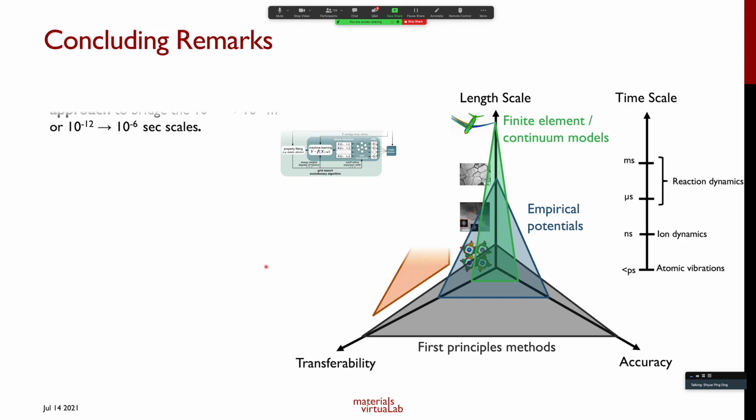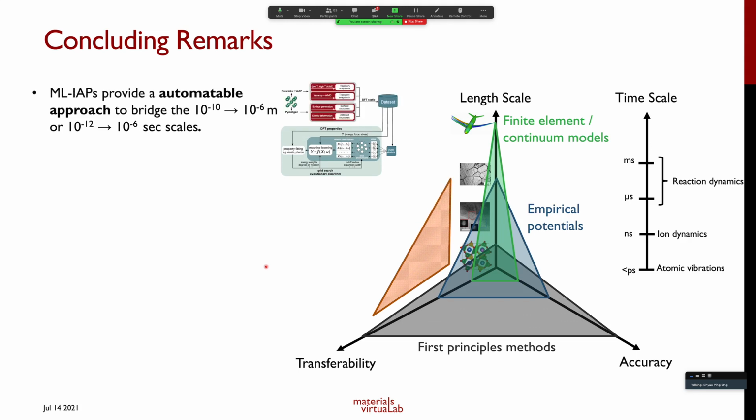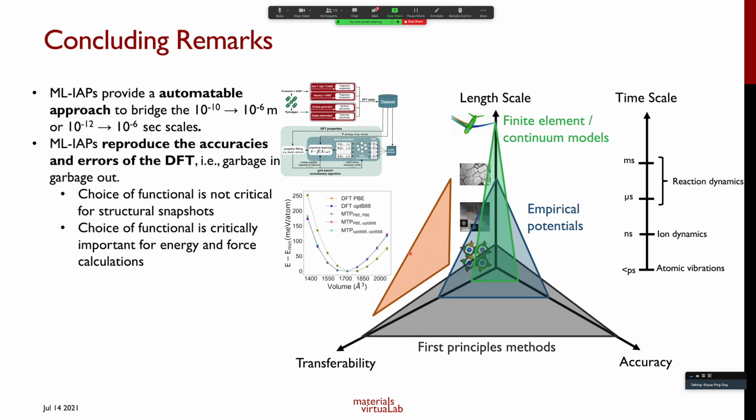Okay, so just to conclude, ML-IAPs provide an automatable approach to bridge the length and time scale gap between empirical potentials and first principle methods. They do reproduce the errors of the DFT functional. But the good news is that for generating the structure snapshots, you can use whatever is the cheapest functional you can get away with, or even a non-DFT method. But you do need a good functional to get correct energies and forces.